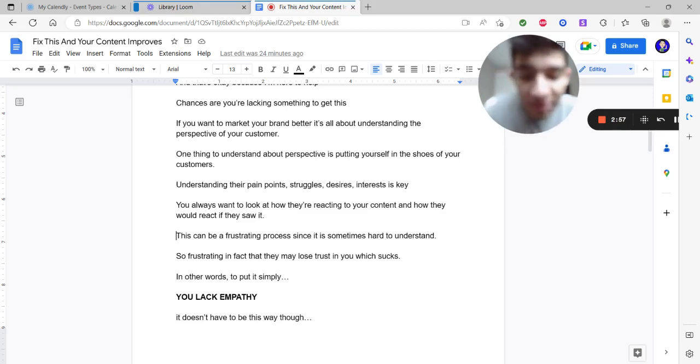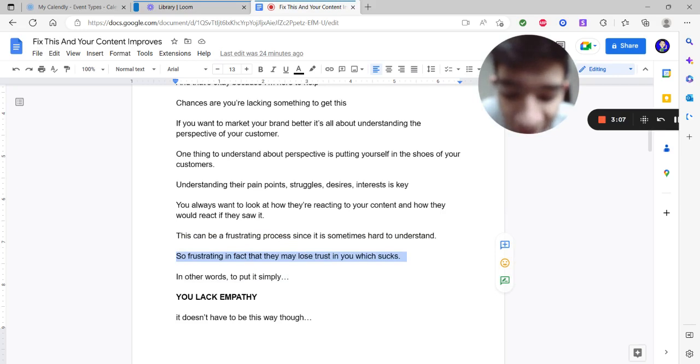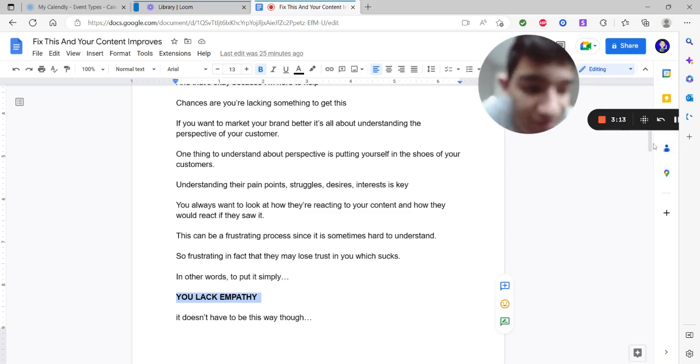And I think it's a better perspective to understand. And it can be a frustrating process, since it is sometimes very hard to understand. Sometimes, they may lose interest in you, which sucks. In other words, to put it simply, you lack empathy. It doesn't have to be this way, though, which is kind of the bright side.